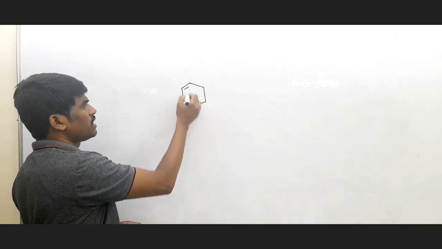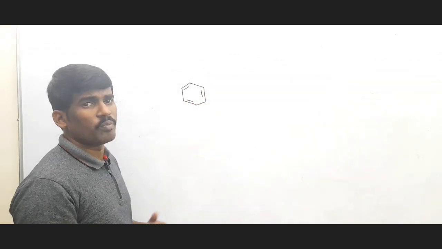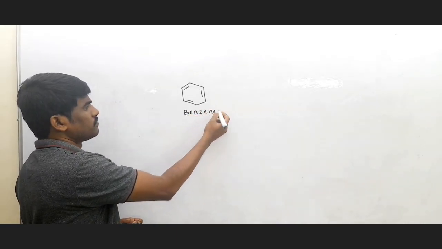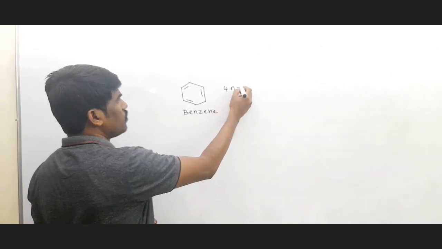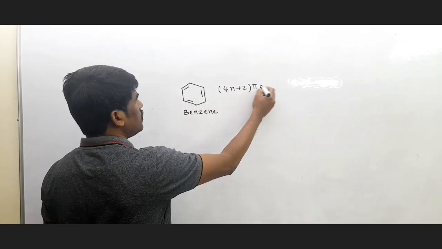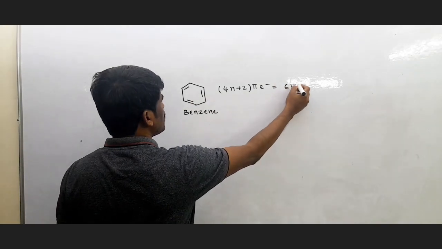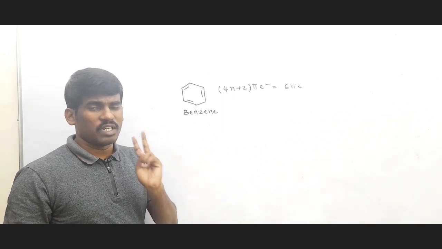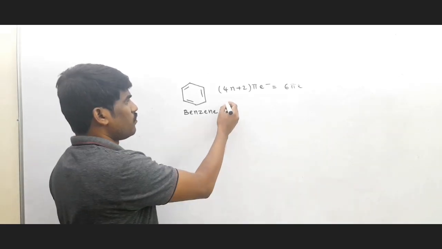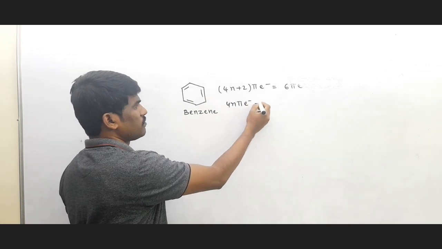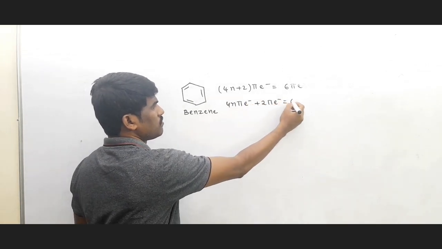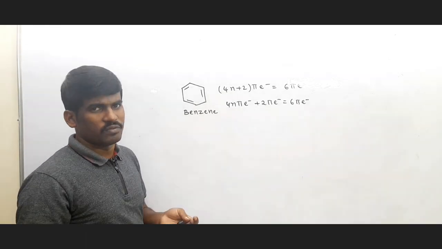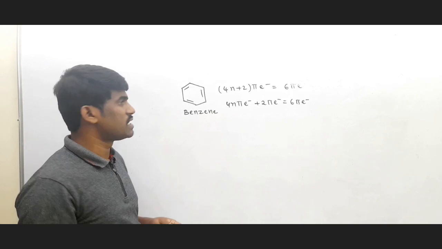One of the parent aromatic hydrocarbons, which is a well known and popular aromatic hydrocarbon, is benzene. In benzene, we have to check 4n plus 2 pi electrons. 4n plus 2 pi electrons is equal to 6 pi electrons, because 3 pi bonds are there. Each pi bond is 2 pi electrons. 3 pi bonds means 6 pi electrons. So 4n pi electrons plus 2 pi electrons is equal to 6 pi electrons. This is the way I am showing how to find the n value. The same thing you must apply for the remaining examples.